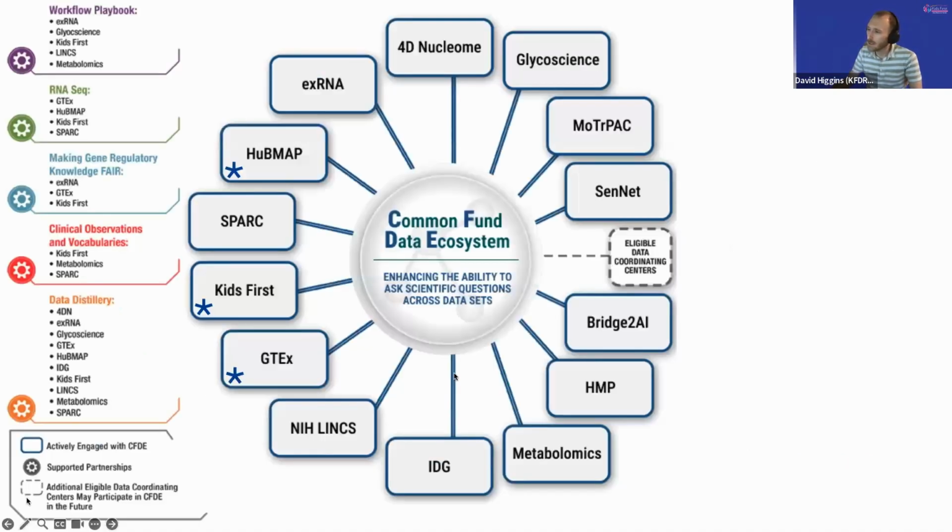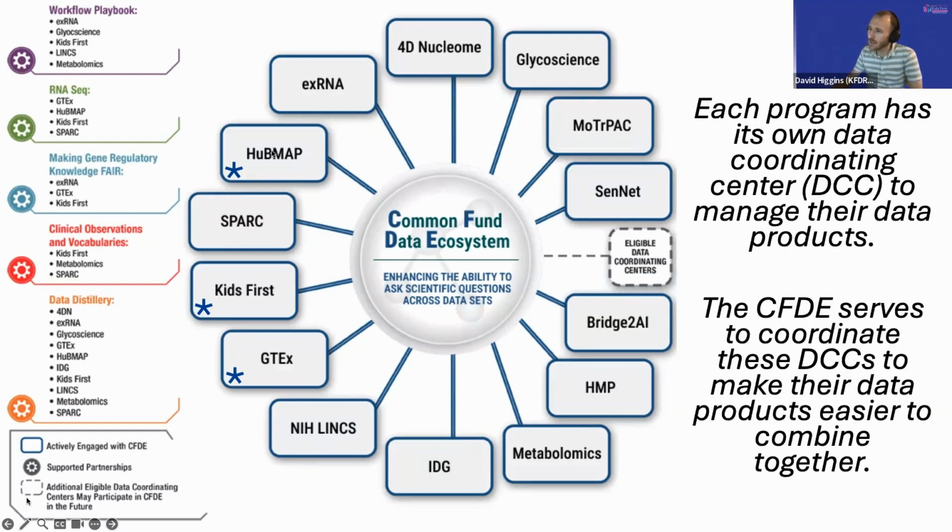So here we are, a diagram here. Our CFDE is sitting at the center of this web. And I highlighted my three DCCs here with asterisks: HubMap, Kids First, and GTEx. So each program, the Kids First program, the GTEx program and the HubMap program, is its own data coordinating center. Kids First is responsible for managing its own Kids First data projects. GTEx is responsible for managing its own data products. HubMap likewise.